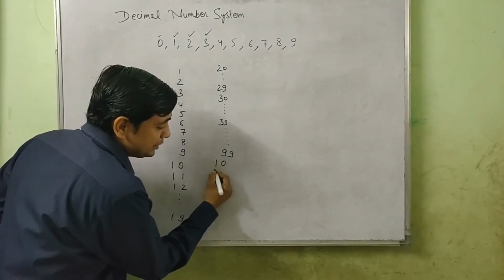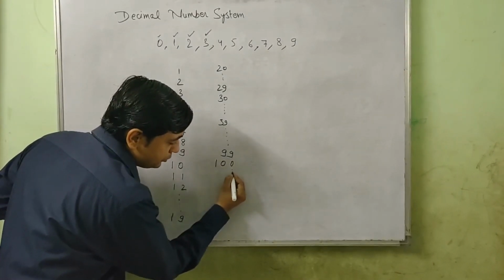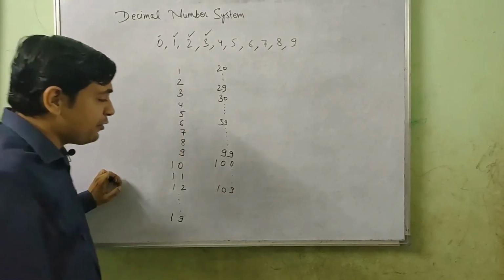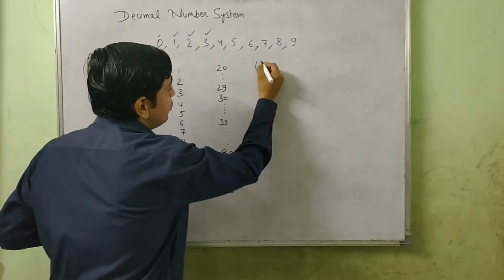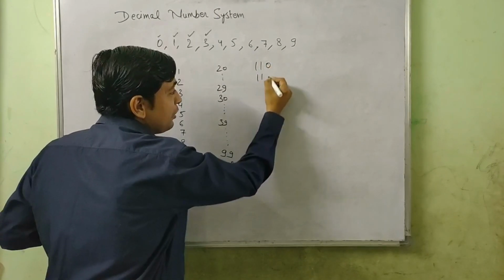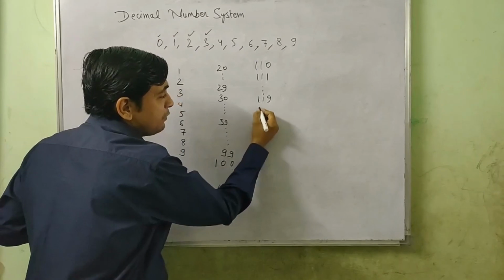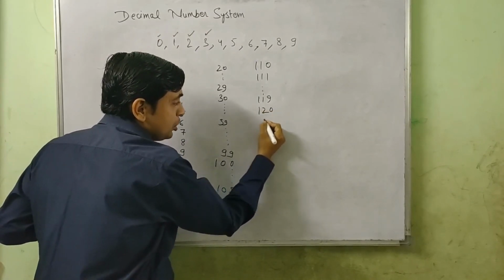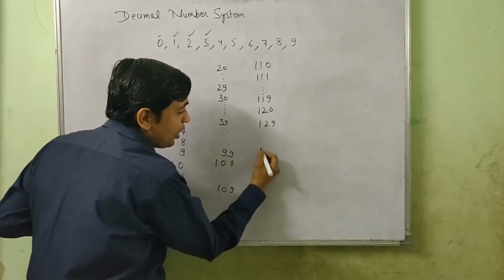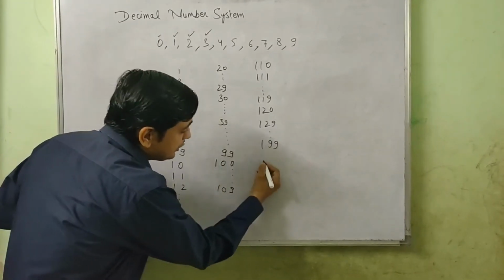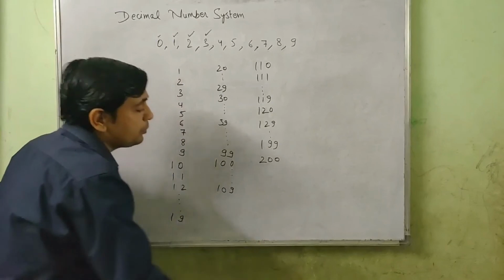So we will write 1, 0, 0, and we will repeat from 0 to 9. So 1, 0, 9. And then what we will do? We will change 0 to 1. So 1, 1, 0, and then with 1, 1 we will go up to 1, 1, 9. And then we will make it 1, 2, 0 to 1, 2, 9. And it will go on up to 1, 9, 9. Right? And then after that 1 will change to 2, 0, 0. And it will keep on going.